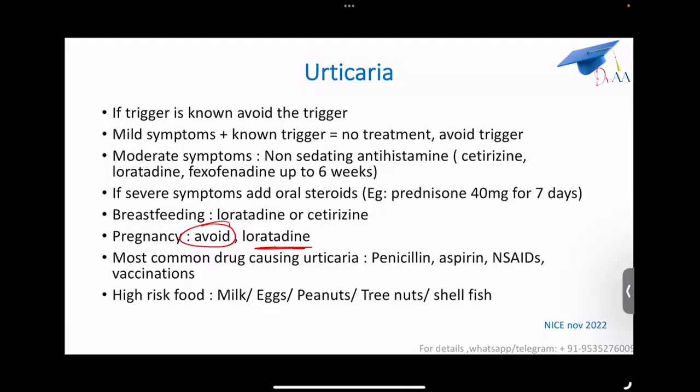If the patient is having severe symptoms, severe itching, and they're really asking you for medications, then you can prescribe loratadine. Otherwise, avoid drugs for mild and moderate symptoms.